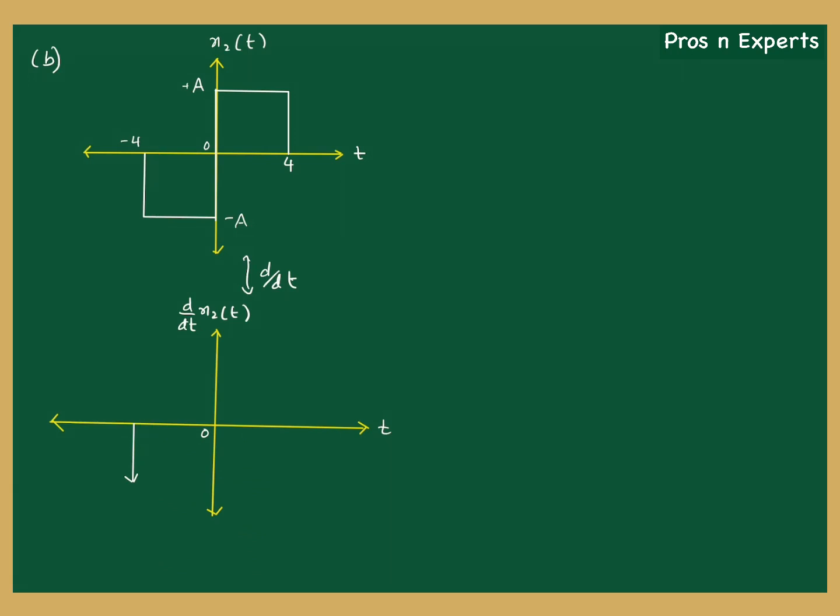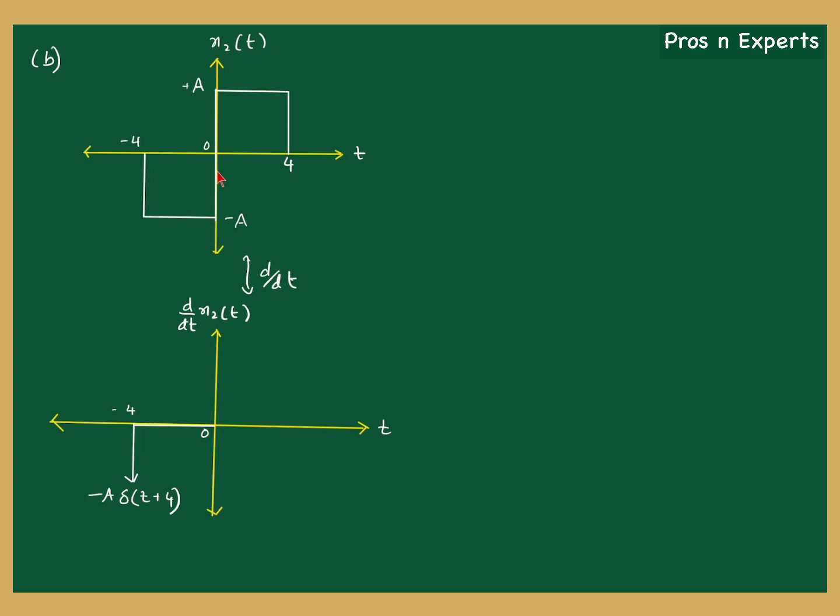And what will be the strength of that impulse? It will be -a into del of what? This is at -4, so this is not del of t. Del of t would be an impulse located at the origin, but this is 4 units to the left, so it is del of t plus 4. So minus a into del of t plus 4. Between -4 and 0 the amplitude is constant, so the slope comes to be 0.